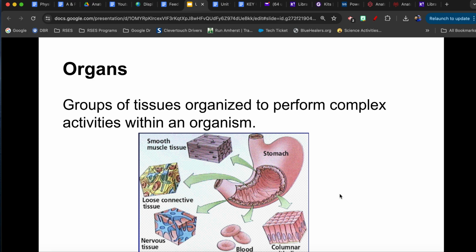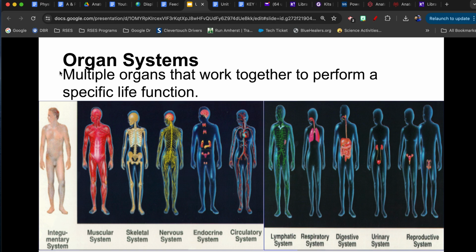Well, if you have different tissues working together to perform more complex activities, then you have what we call organs. So the stomach is an organ, your skin is an organ, and it's made of different types of cells working together as tissues, and then those different tissues working together to perform the job of, for instance, a stomach. When different organs are working together, you have an organ system. And we're going to try to get through all of these this year.